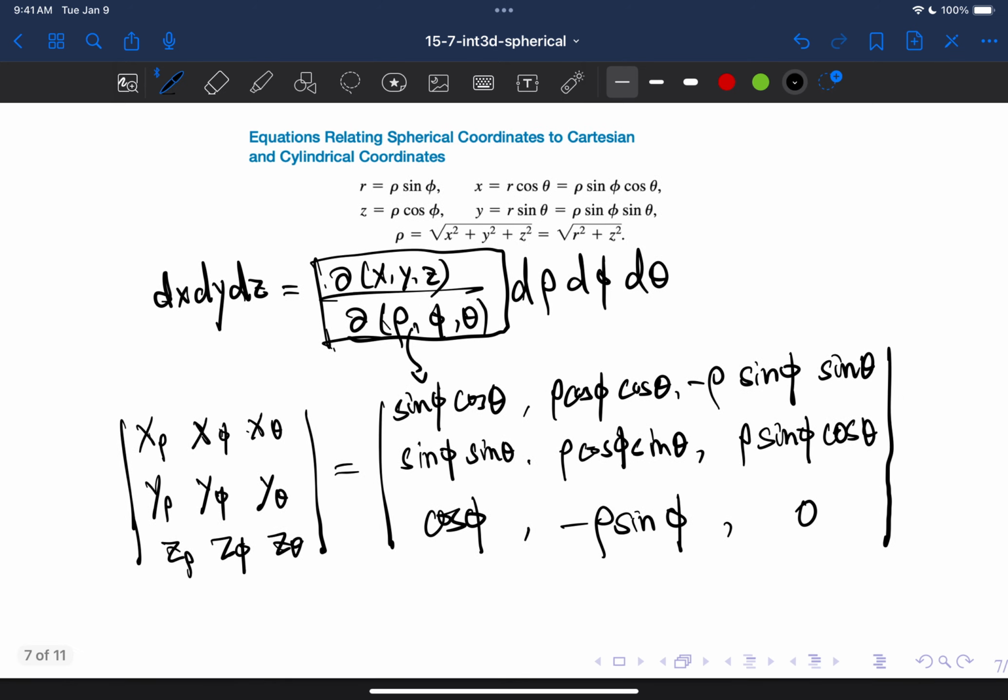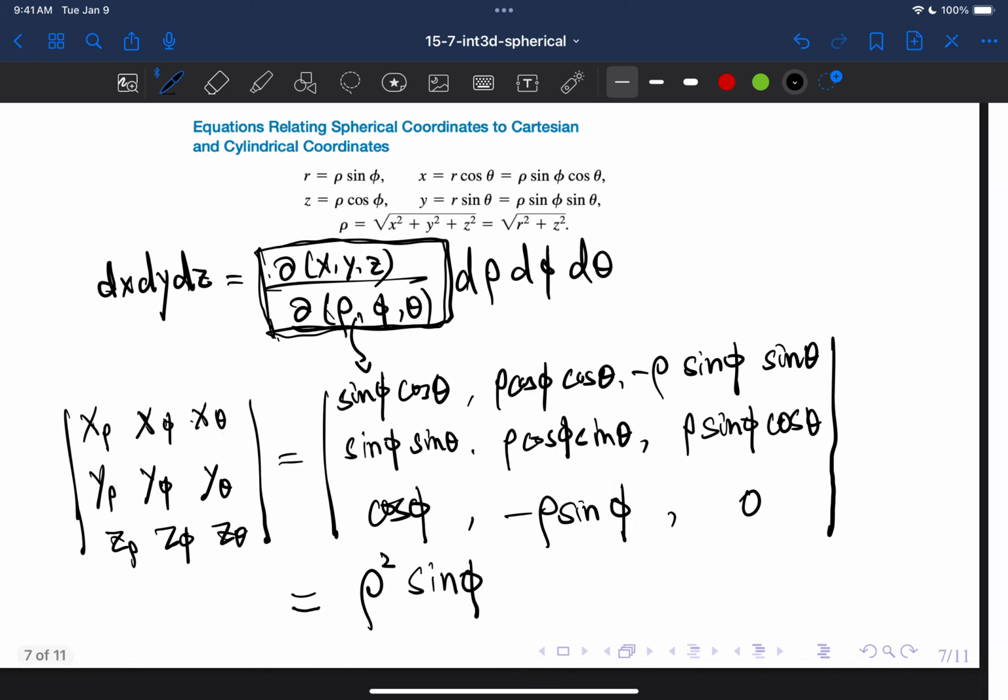And this is a 3 by 3 matrix, and we're going to skip the computation. You can do first row cofactor expansion, or maybe third row cofactor expansion, but after calculation, this determinant is rho squared sine phi. So that's why this box will be replaced by rho squared sine phi when we calculate a triple integral using spherical coordinates.